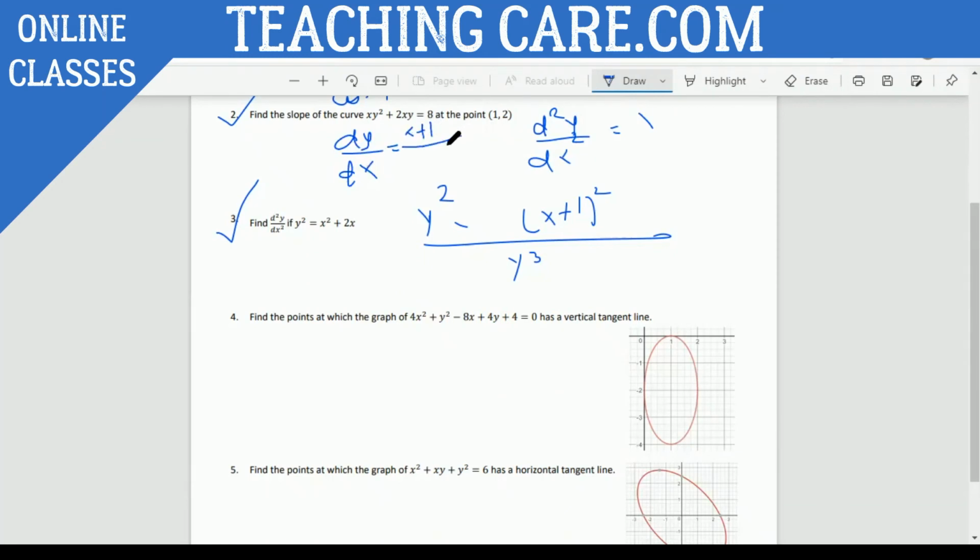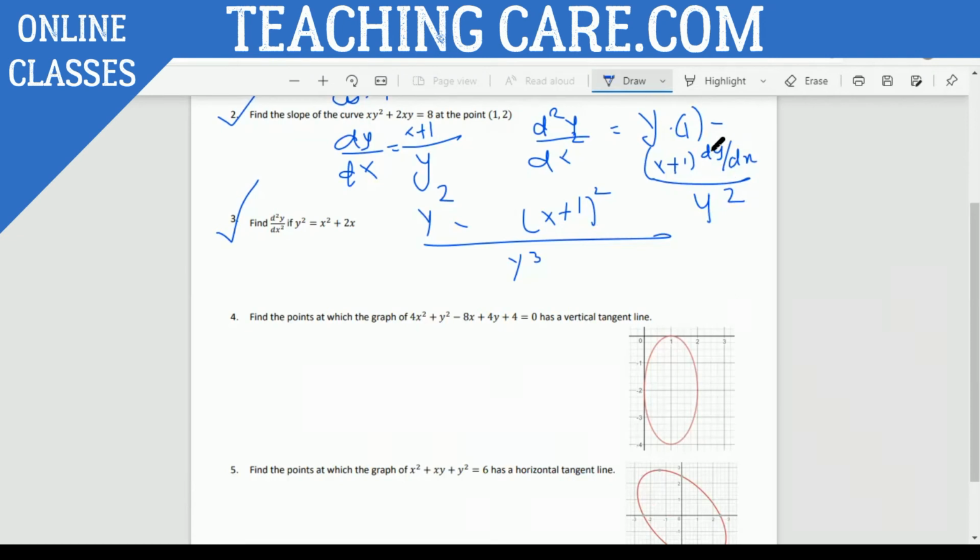Am I right? Yes, and now you have to differentiate this one. You have to use the quotient rule for this. So it is 1 minus (x plus 1) times dy/dx, divided by y squared. Right?